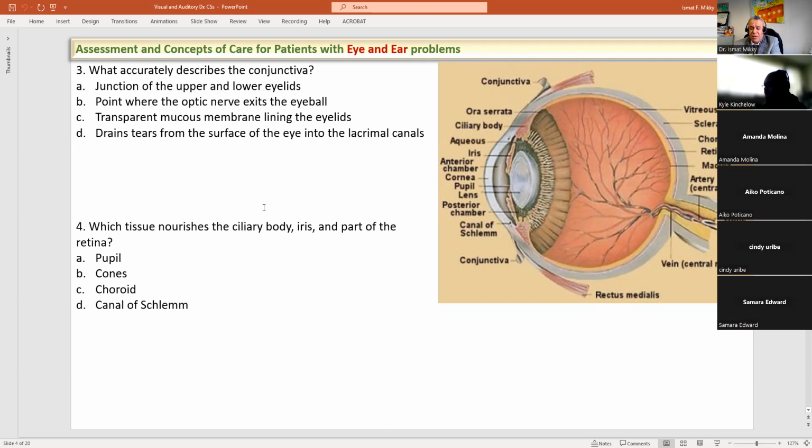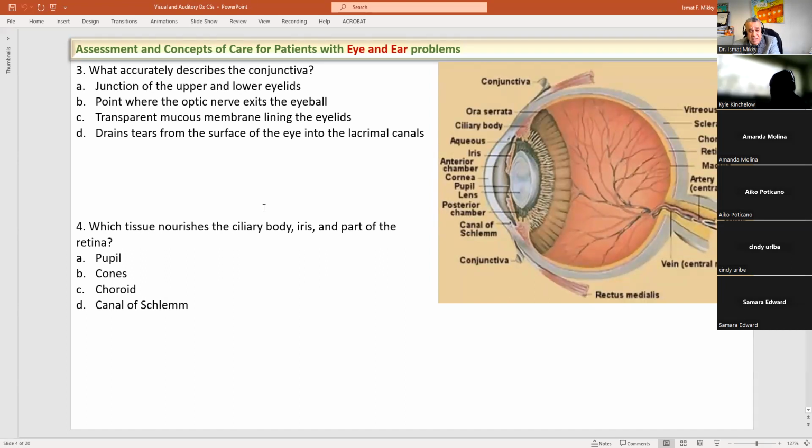The conjunctiva, what accurately describes the conjunctiva? It is the transparent mucous membrane lining the eyelids, right? So it's C. And the junction of the eyelid is the medial and lateral canthi.